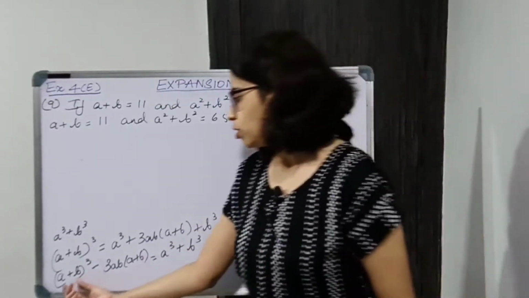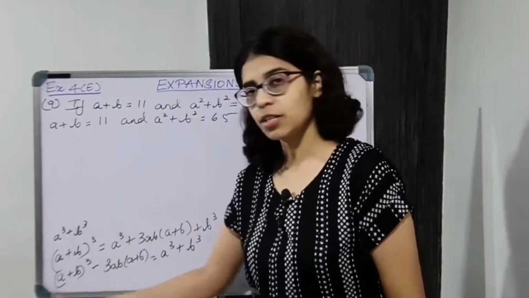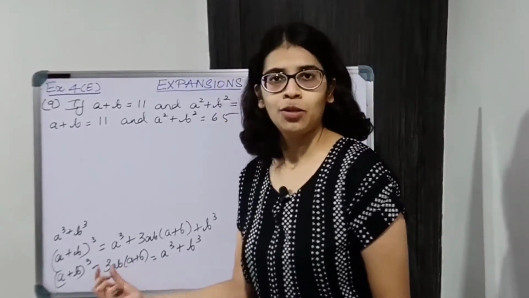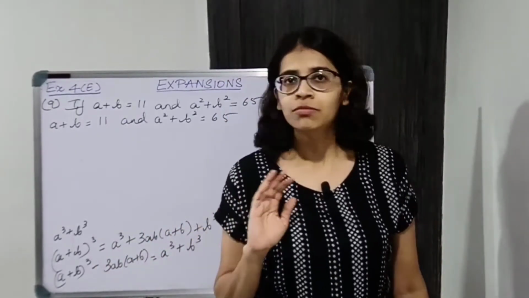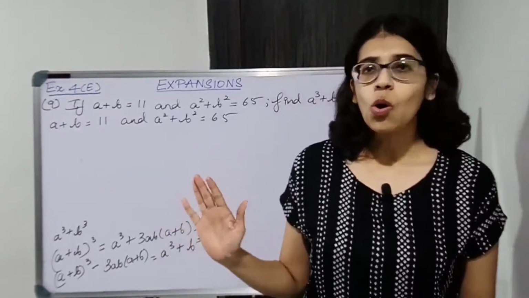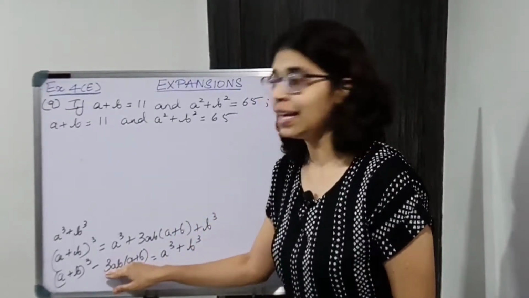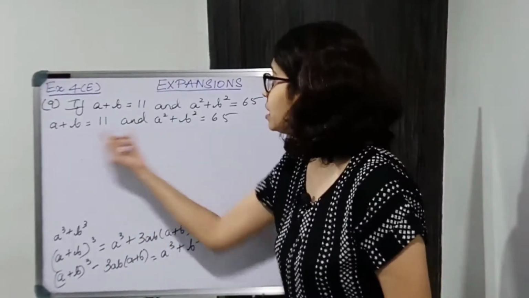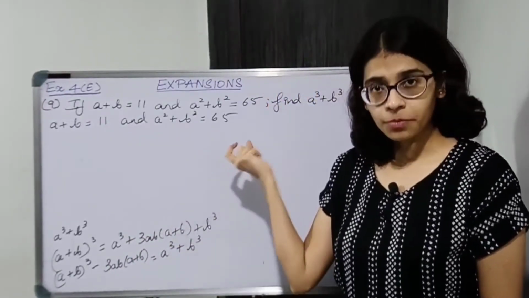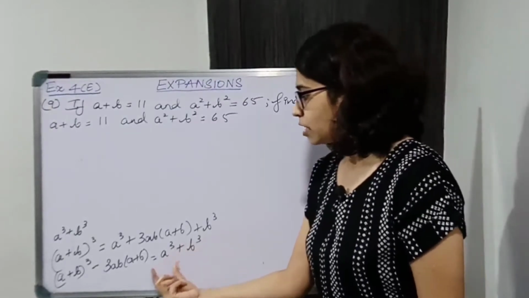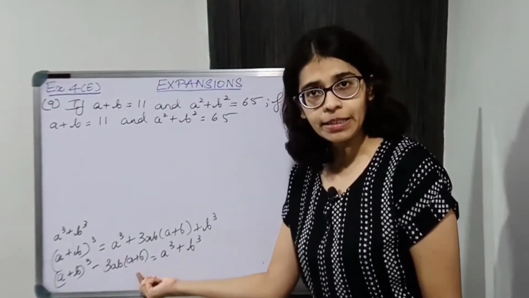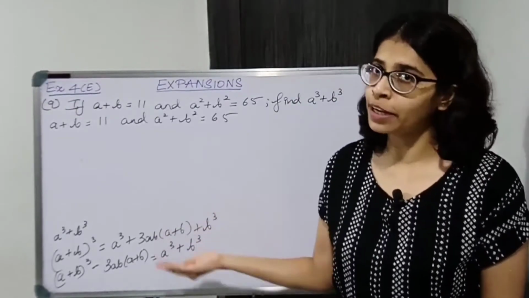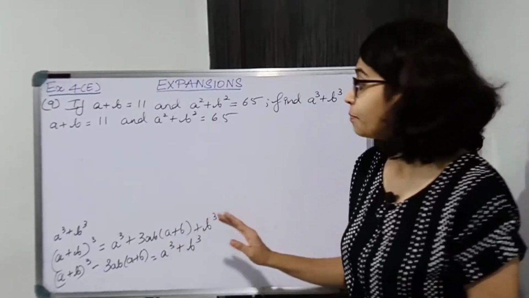Now I know the value of a plus b, so I can substitute that. A plus b again over here, but ab, do I know the value of ab? No, I don't know. So I need to find the value of ab. Now how will I find that? I'm given these two things. So for a cube plus b cube I need this identity. You can also use special product, students. I'll show you how to find from the special product also.